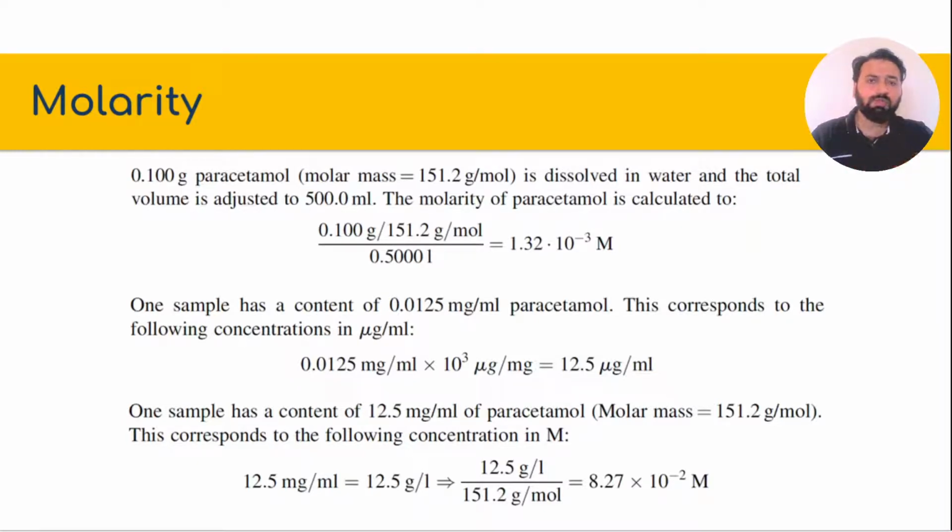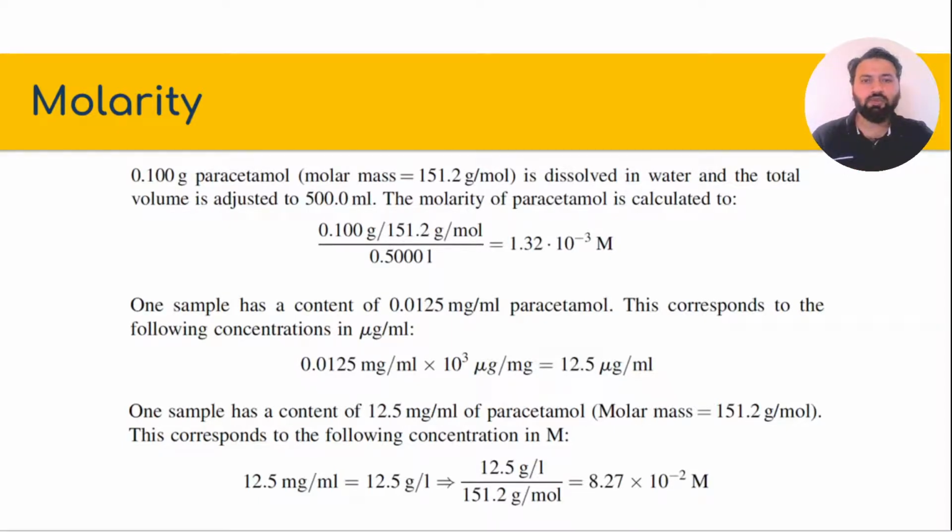So 0.100 gram divided by 151.2 gram per mole gives the number of moles, which is further divided by the volume in liter. Then the molarity will be 1.32 into 10 to the power minus 3 molar. Then we can also convert it to millimolar or micromolar. Just like in the example, one sample has a content of 1.62 into 10 to the power minus 5 molar of paracetamol.